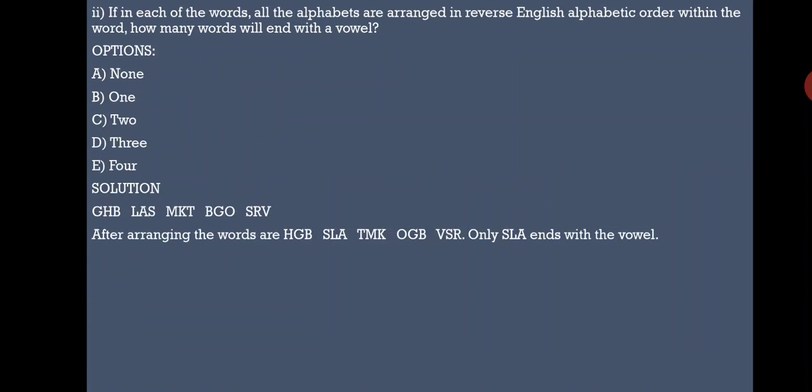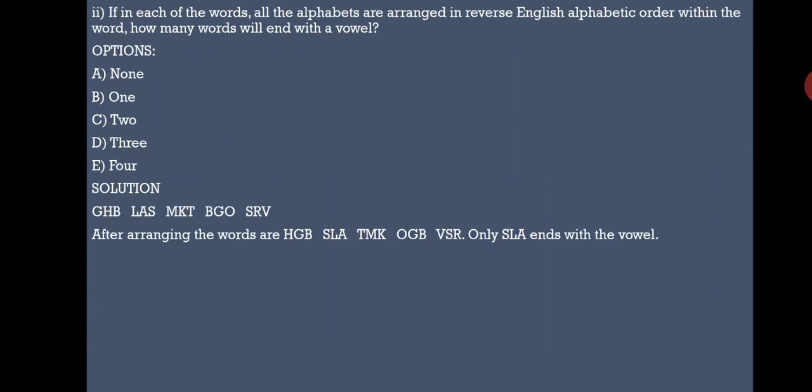And the second question: if in each of the words all the alphabets are arranged in reverse English alphabetical order, we need to rearrange the words in reverse English alphabetical order. So how many words will end in a vowel? Options are given. Solution: first write the terms GHB, LAS, MKT, BGO and SRV.